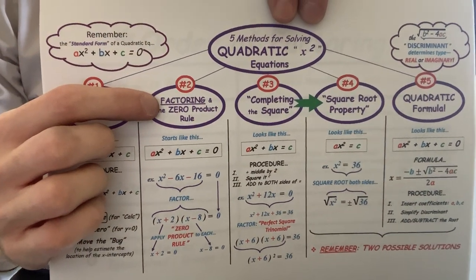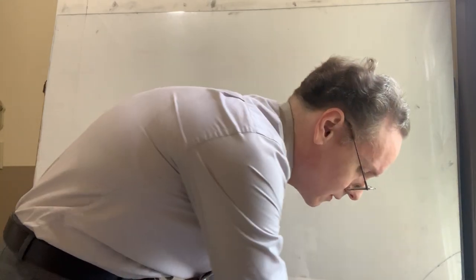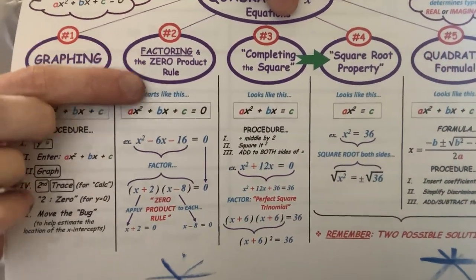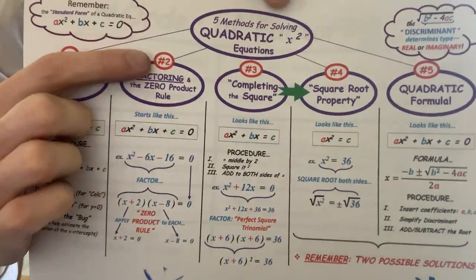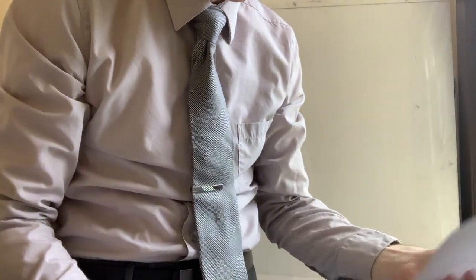Now, let me refer to the packet again. The reason that we're going through this conversation about factoring at all is because the method that you're responsible for, and I should probably put a little asterisk here, I'll bleed through the paper, is factoring and the zero product rule in tandem for the sake of solving quadratics. So we really need to understand factoring pretty clearly in order to employ this method. How do you factor?